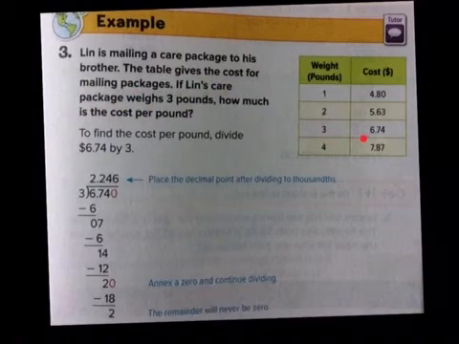Here's 3 pounds, and it's $6.74 for the 3 pounds. But how much is it per pound? You take this 674 divided by 3, as you've done here. After you follow all your steps with the remainder of 2, you know that it's about $2.25 per pound.